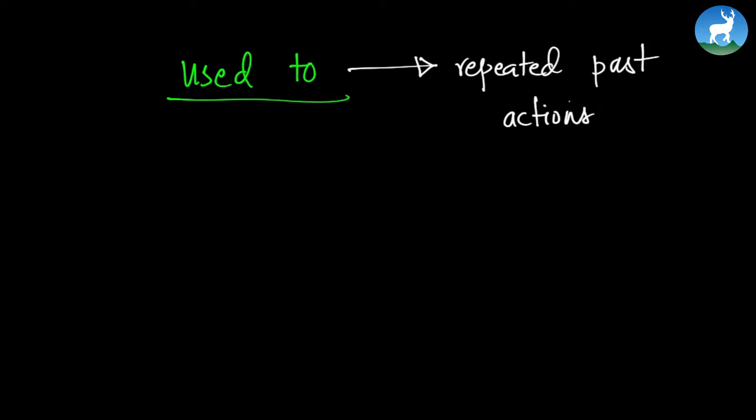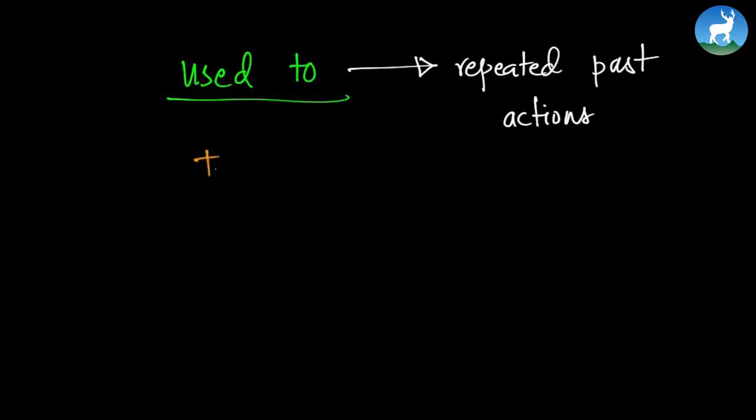We can also use used to talk about repeated past actions. What kind of past actions? Repeated past actions. Remember that used to is only for past states or actions that don't happen now. We can't use it for things that still happen now.